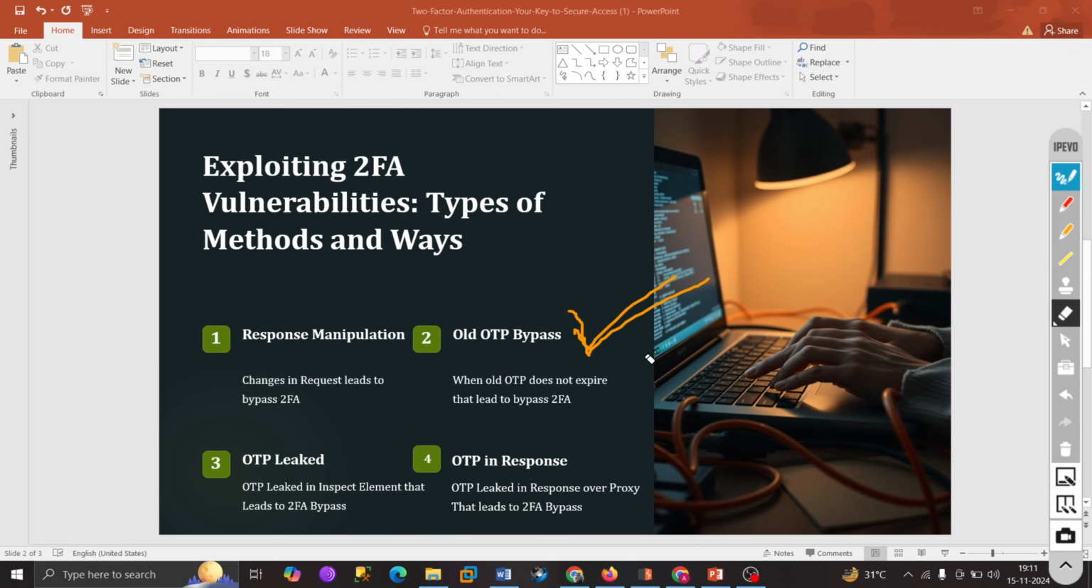Okay. So when we talk about OTP leak, sometimes when you log in, register, or use the forgot password functionality, you can inspect the element. Sometimes a website shows the OTP leak in inspect element. If you click on verify and inspect the code, you can find that it is leaked in the response actually.